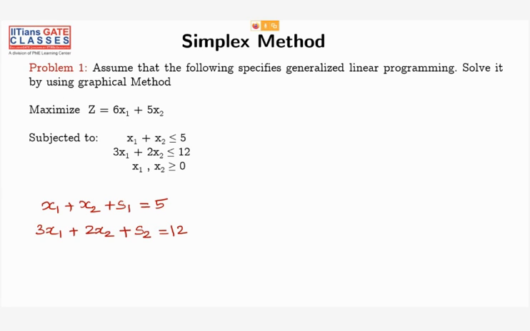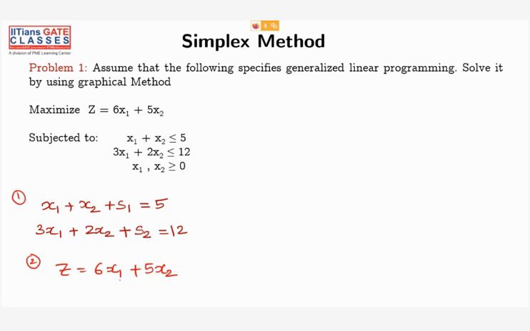As you have added some variables in your constraints, obviously that variable should be accommodated into your objective function. So I am accommodating this s1 and s2 in the objective function. That is your step 2. So what I do, z is equal to 6 into x1 plus 5 into x2.